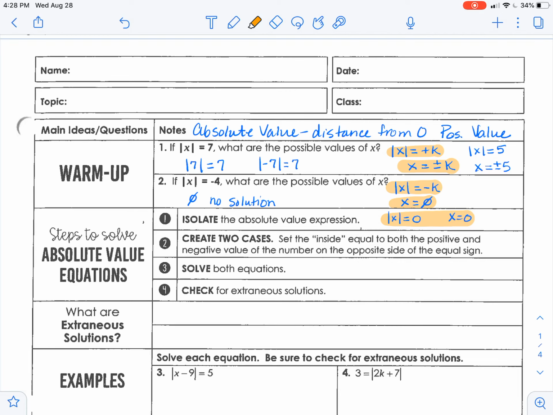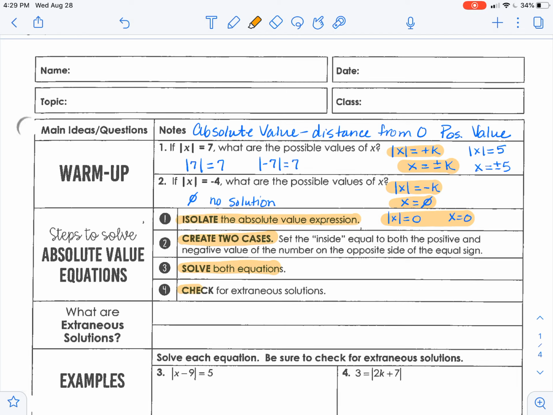The steps that we're going to go through are: first, you always want to isolate the absolute value. In other words, I want it to be the absolute value equals something. So if the absolute value is multiplied by something, or there's an add or subtract to it, you've got to move everything first until we get the absolute value all by itself. Once you do this, you're going to need to create your 2 cases, in this case, the plus or minus of the number. Then you're going to solve both equations.